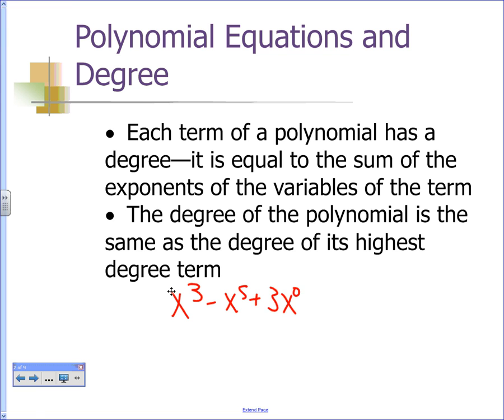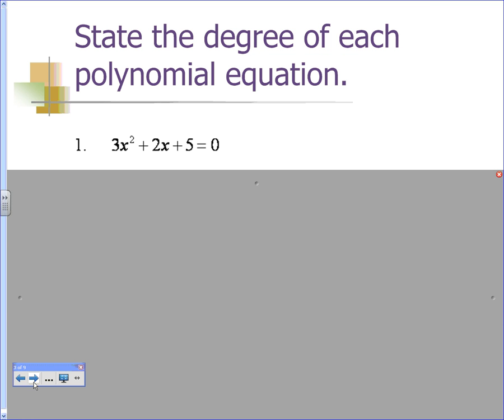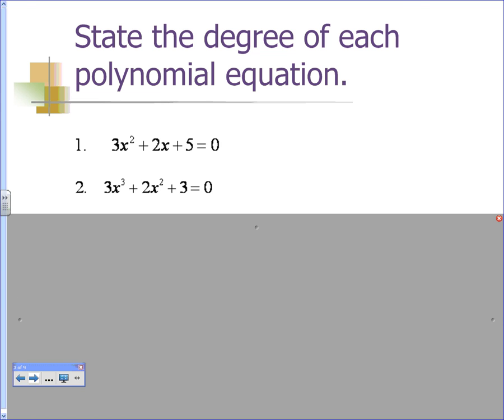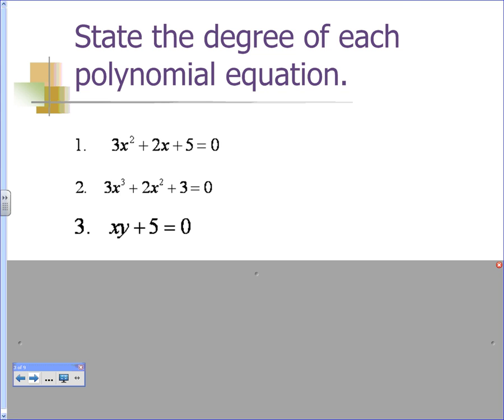You've probably gone over the terminology before. Okay? So see if you can figure out the degree. Don't say it out loud. Think about it. You'd write 5th degree or 4th degree or 20th degree or whatever it is. Okay? Think about this one. Number 2: 3x cubed plus 2x squared plus 3 equals 0. And then looking at this one.